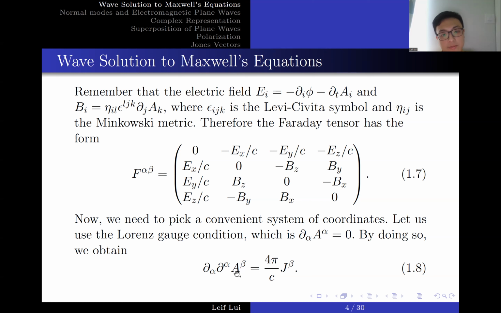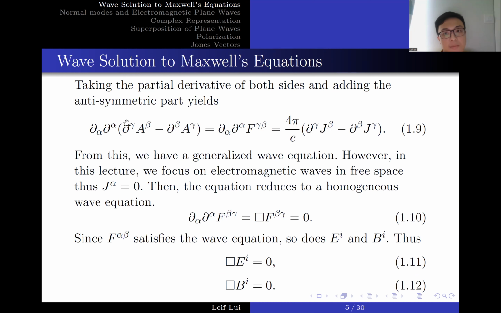Basically, we can take the partial derivative with respect to gamma on both sides, and we get something like this. But we also have to subtract an antisymmetric part. And recall that this is the definition. So by subtracting the antisymmetric part, we yield the definition of the Faraday tensor. And then we get an additional term here, which is the antisymmetric part of the partial gamma j beta. So what does this mean? We have a generalized wave equation. So this is still a wave equation, right? But it's inhomogeneous, so basically it has an extra term.